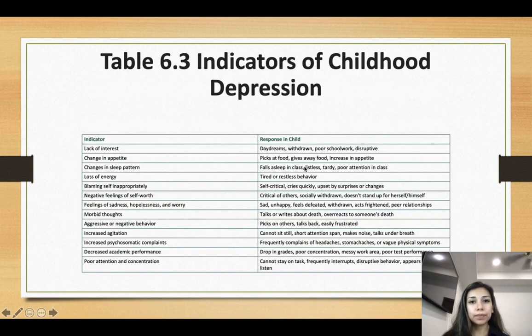Okay. Indicators of child depression may include lack of interest, change in appetite, changes in sleep pattern, loss of energy. So if you are seeing a student who is just not into it, they're acting different, they're not acting their normal selves, they don't have that energy, they're not able to concentrate, there is a chance for depression, although you don't want to jump into conclusions. It is just some indicators. So it is important to keep a close eye on your students.